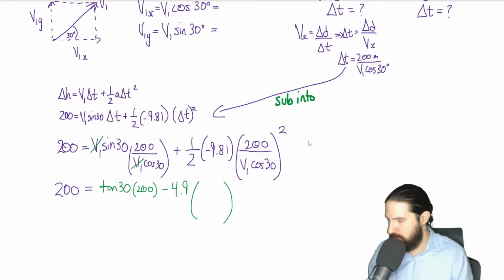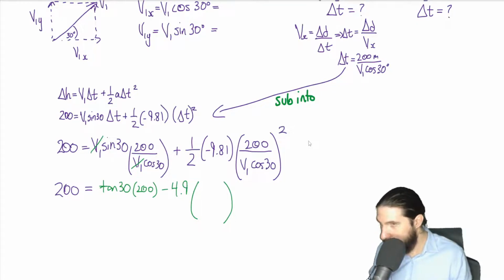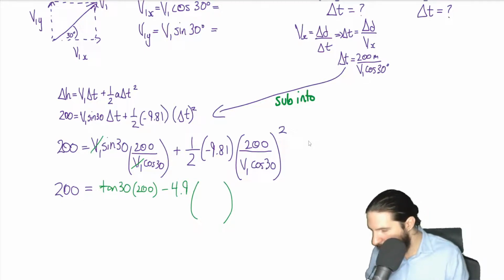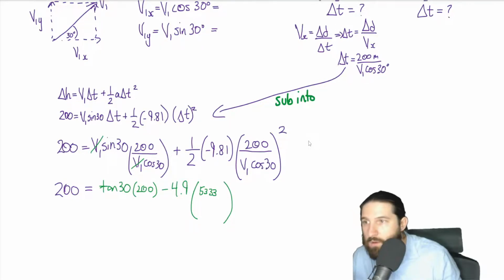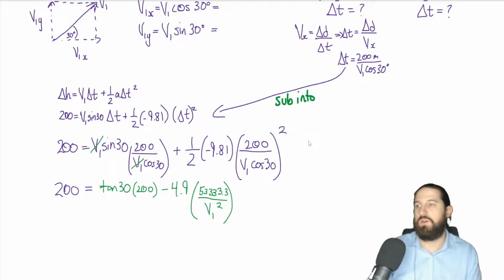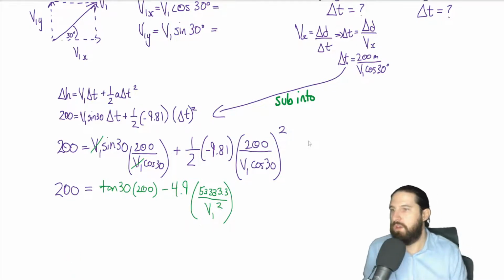Okay, so this is 5,333.4 divided by v1 squared. And now we just have an equation where we have to solve for v1. So we just have to get a v1 out of this, right? And we've solved for the v. Okay, so let's do it.